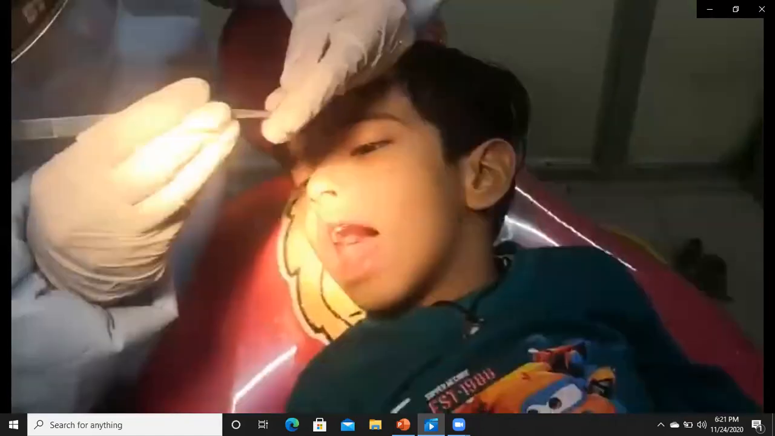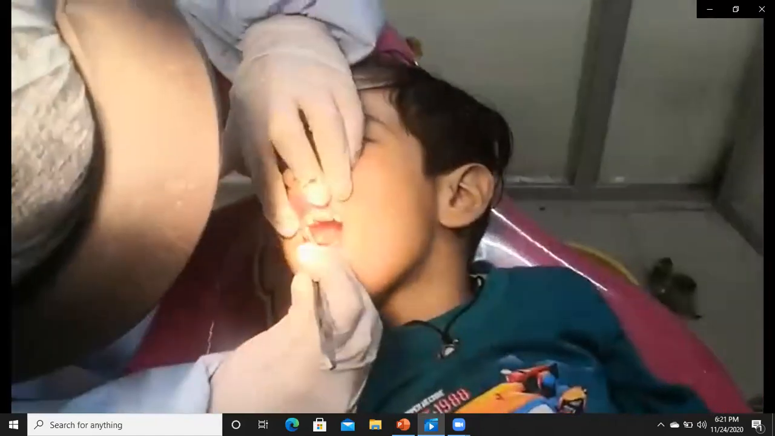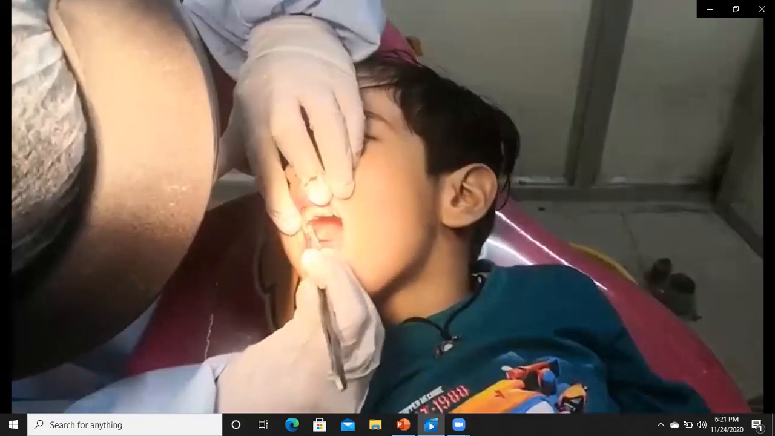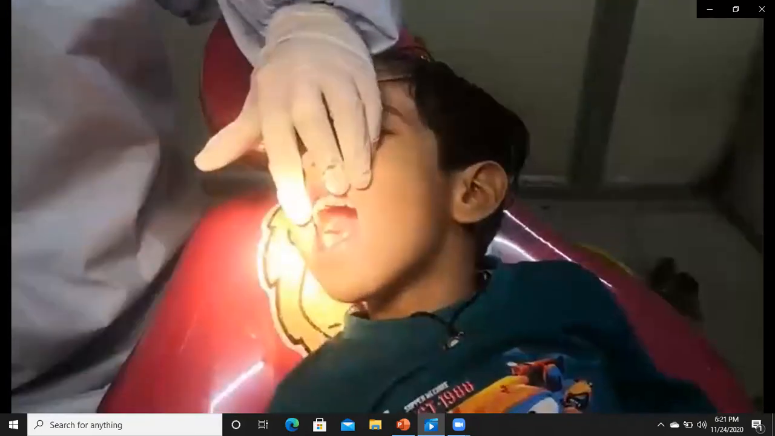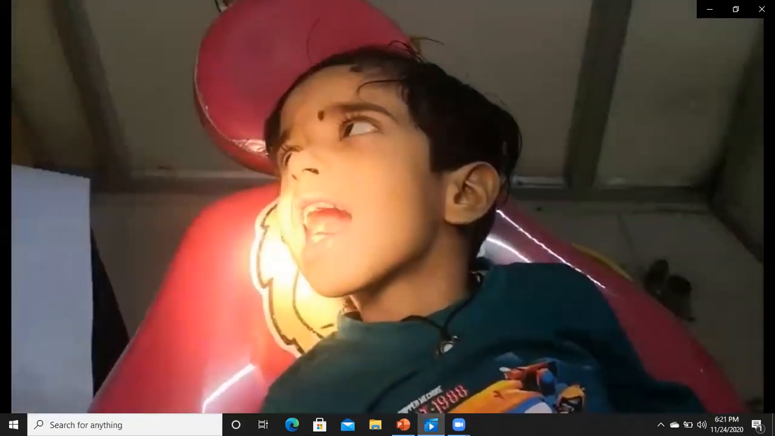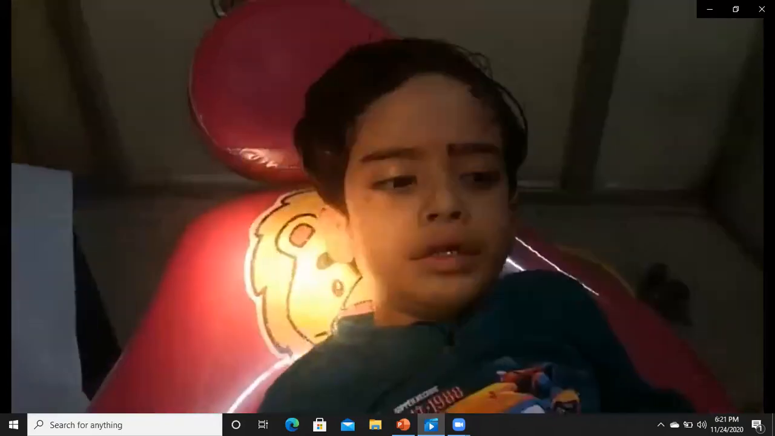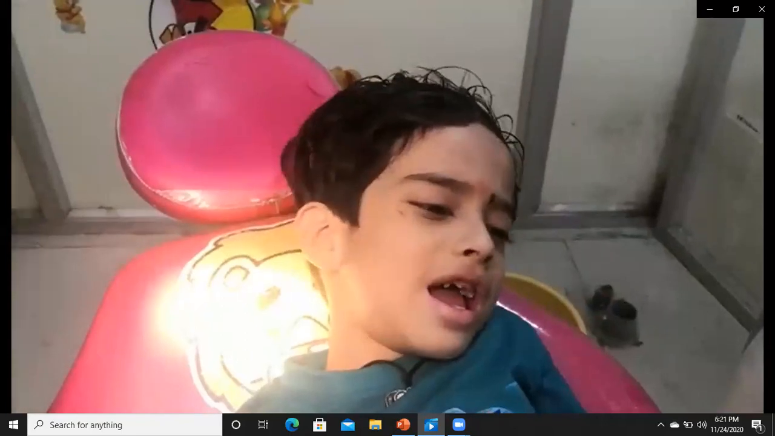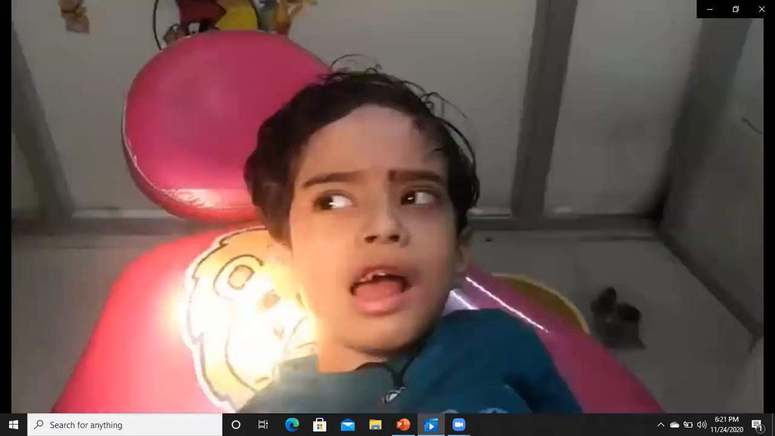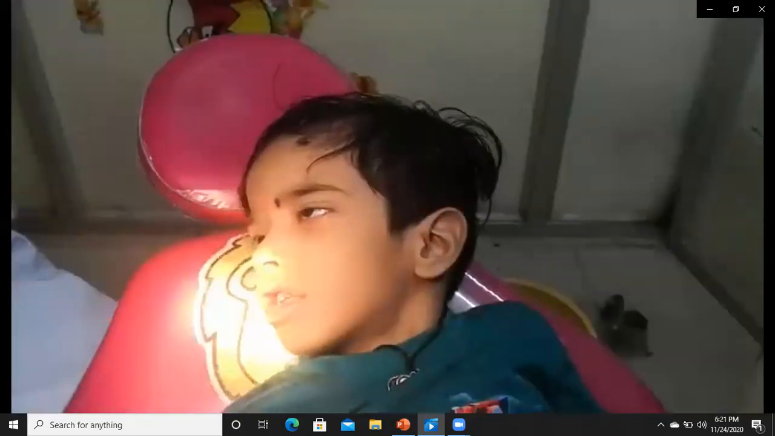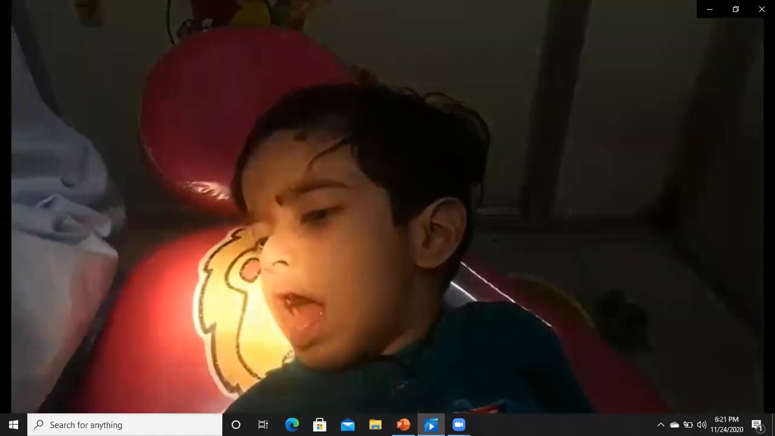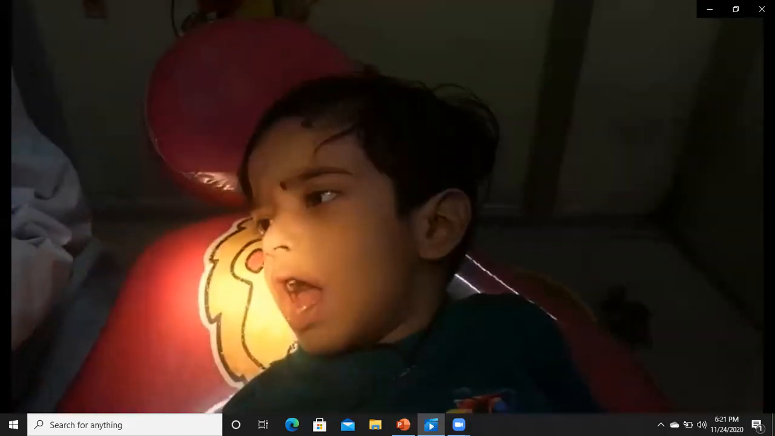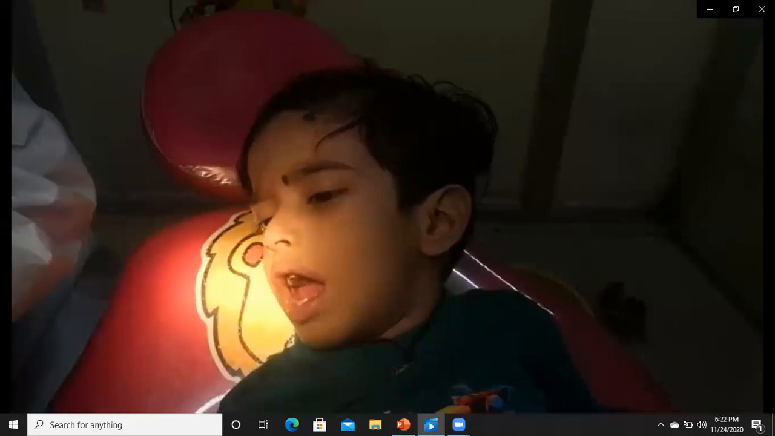A small saline-wrapped cotton is used to push the Metapex upwards into the canals. And with Metapex, an incremental filling technique is used. As you can see, the child is quite comfortable with the procedure. That's the most important thing for a pediatric dentist. If the child is uncooperative, then the procedure is not comfortable.